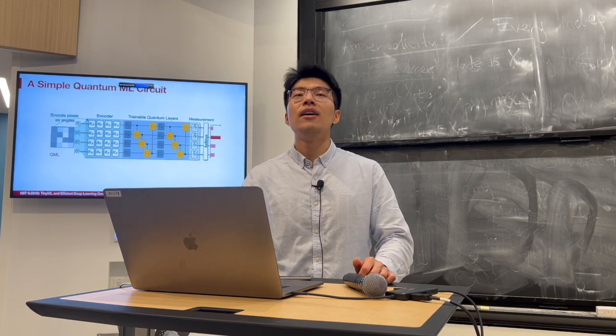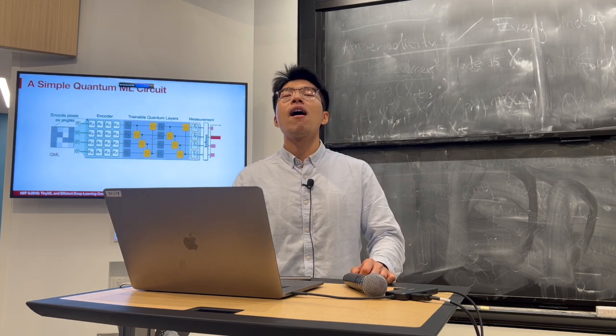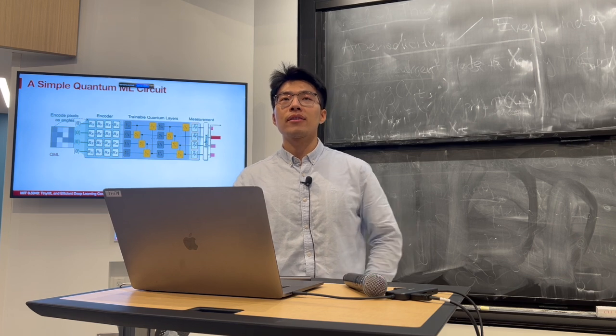Yeah, question? What happens if your input dimensions don't match the output ones? You just have more qubits. Mm-hmm. How do you make it match up?